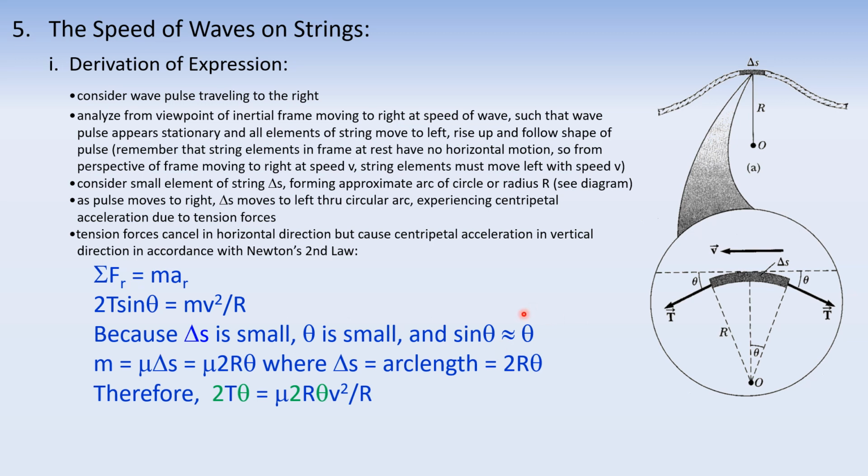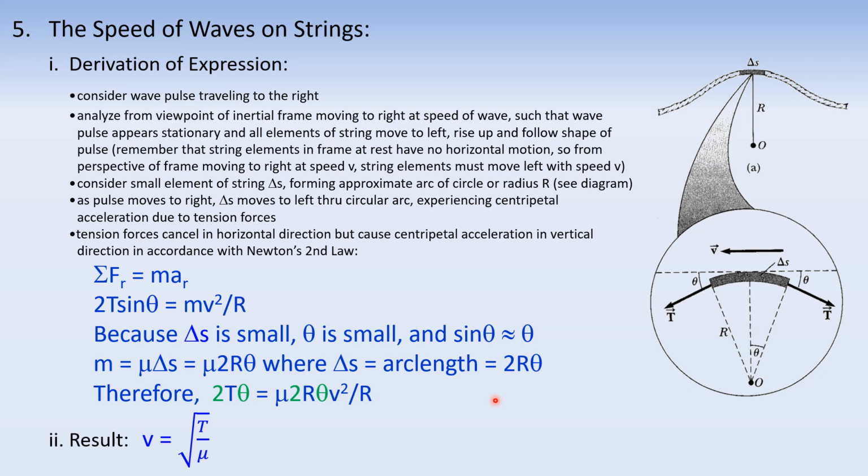Making these substitutions into Newton's second law, the left-hand side, our expression for net force, 2T sine theta, becomes 2T theta with our small angle approximation. m becomes mu times 2r theta, and we'll keep the v squared over r term there. You'll notice the r's cancel out on the right-hand side of the equation. This factor of 2 theta on the left will cancel with a 2 theta on the right.